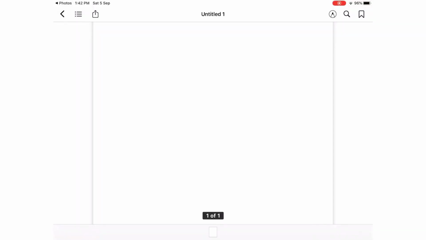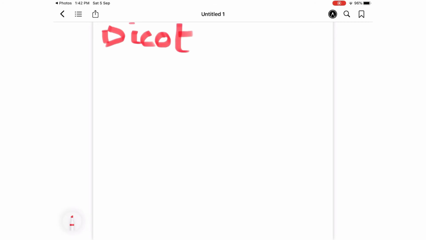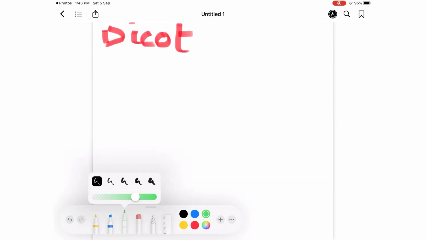So now I will explain with the help of a diagram how the dicot seed and monocot seed look, or how to draw the diagram. The best example for dicot seed is any of the leguminous seeds. If we consider a dicot seed, then it will look like the gram. I'll show you how it looks.